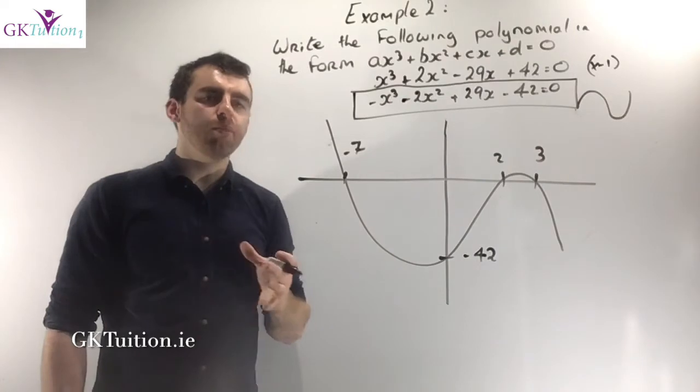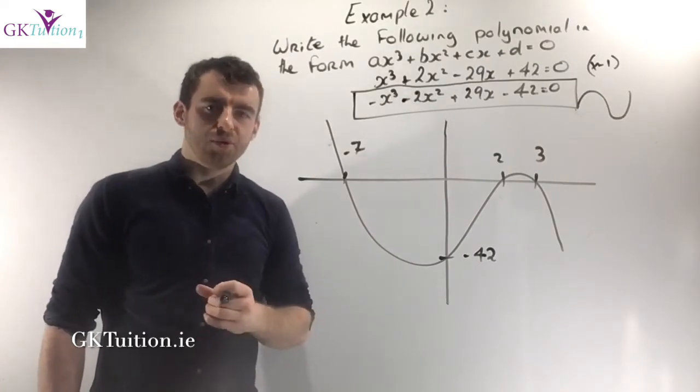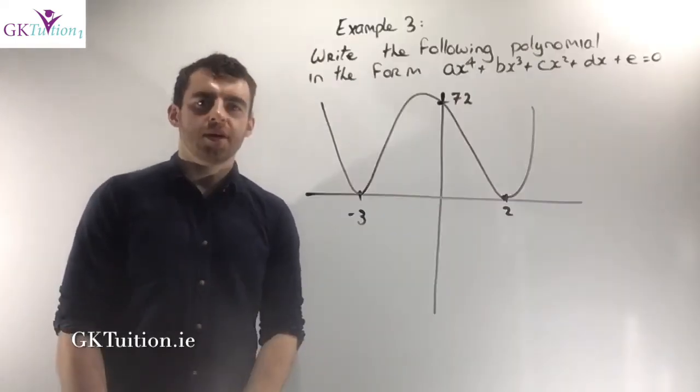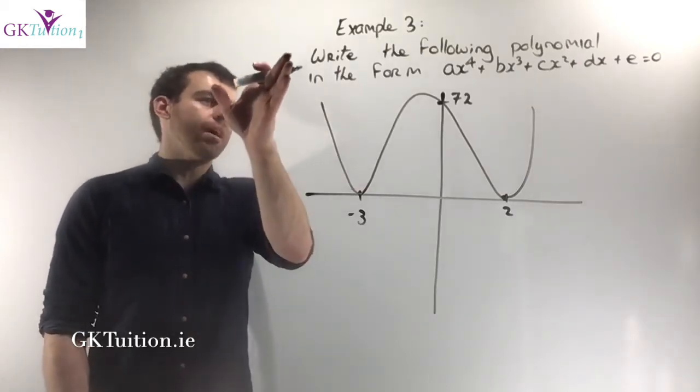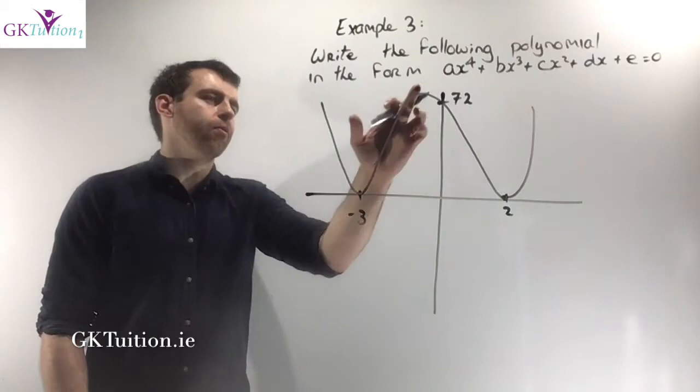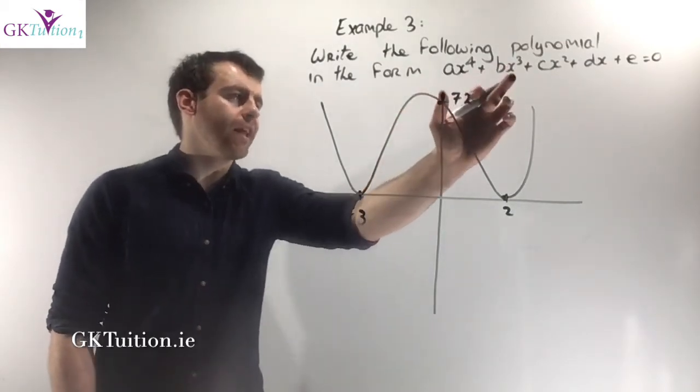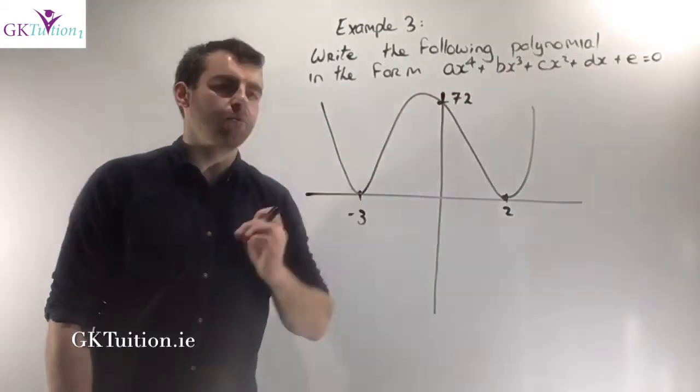So I think we'll do one more example and then I'm going to give you a few questions to try yourself. Okay, the final example I'm going to do in this video is this one. You could be asked to write the following polynomial in the form ax to the power of 4, then an x cubed, an x squared, an x, and a number.